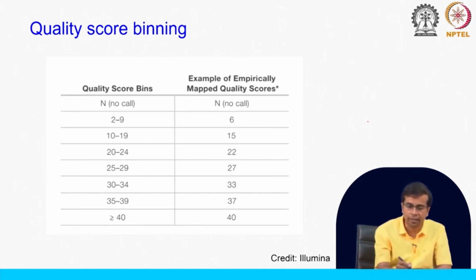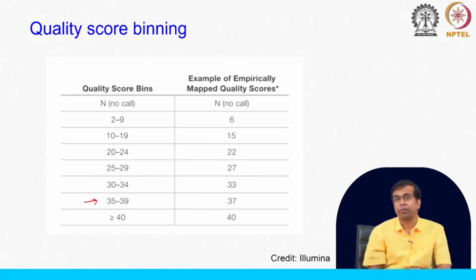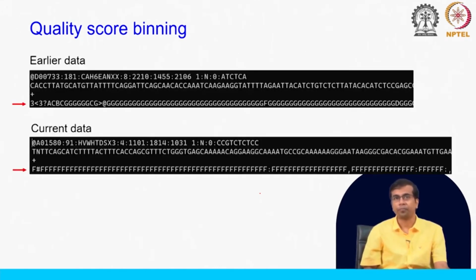So, for example, let us say any base that has a quality score between 35 and 39, the quality score will be given 37. So, all those bases will be given the quality score of 37. So, there is some sort of change, and this actually helps in saving storage space, it turns out. Again, without going into too much detail, you can look at Illumina's data, etc., to see how this helps in storage space.